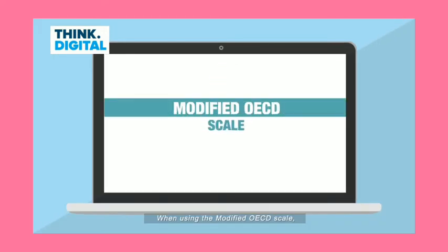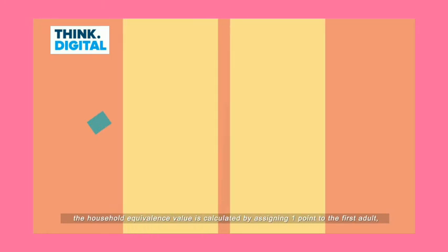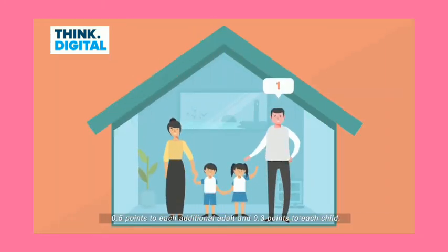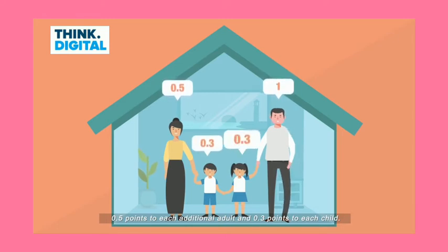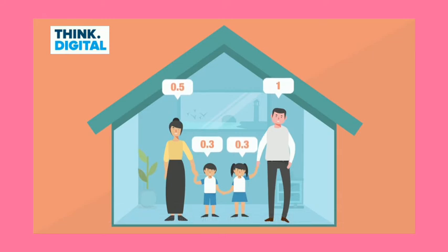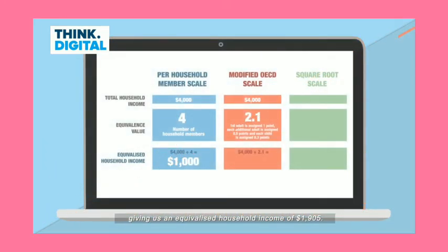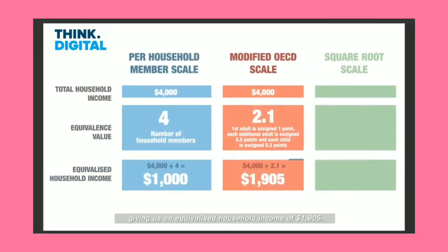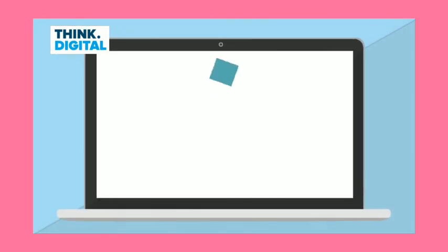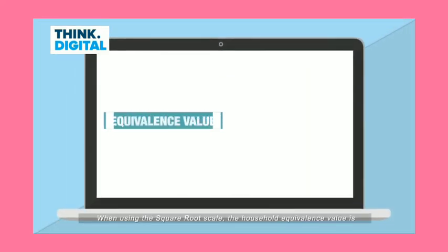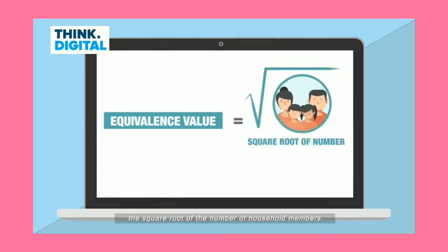When using the modified OECD scale, the household equivalence value is calculated by assigning 1 point to the first adult, 0.5 points to each additional adult, and 0.3 points to each child. In our example, the household equivalence value is 2.1, giving us an equivalized household income of $1,905.